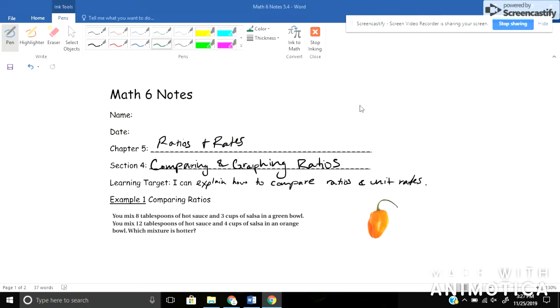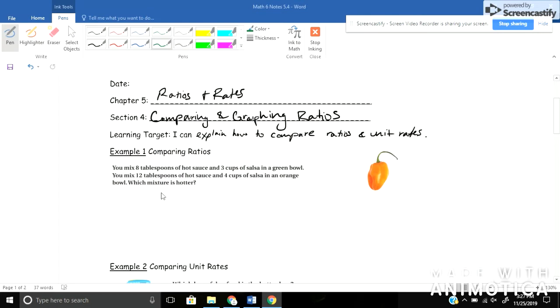It says comparing ratios, for example, one. You mix 8 tablespoons of hot sauce and 3 cups of salsa in a green bowl. And you mix 12 tablespoons of hot sauce and 4 cups of salsa in an orange bowl. And it wants to know which mixture is hotter.